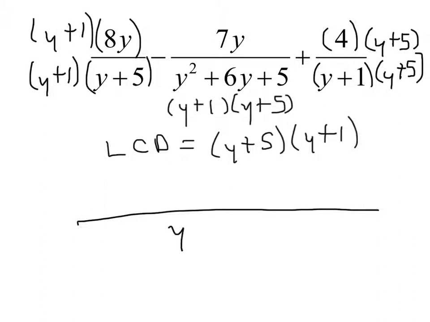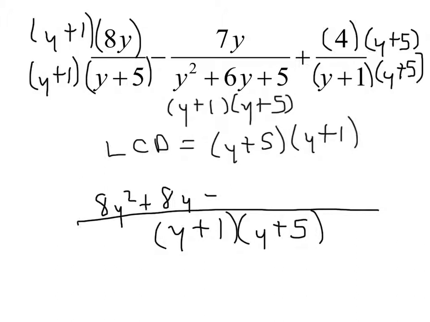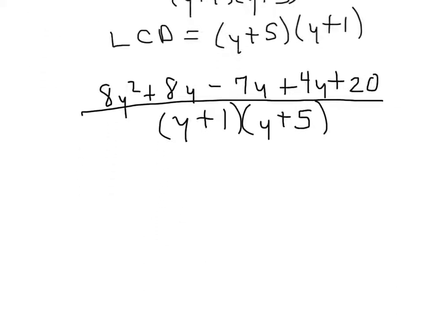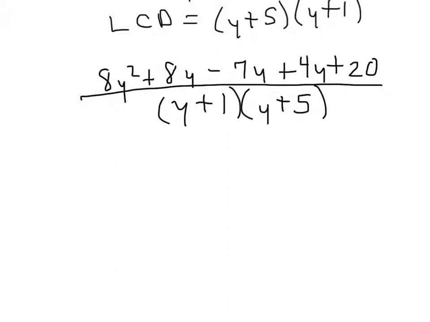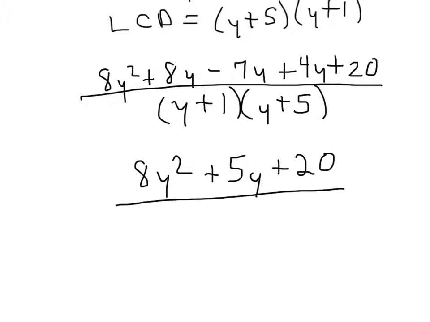So we can just write that common denominator. And we can add and subtract the numerators. So our first numerator is y plus 1 times 8y. We need to multiply that out using distributive property. 8y squared plus 8y minus 7y plus 4y plus 20. Combine our like terms in the numerator. 8y squared. 8y minus 7y is 1y plus 4y is 5y plus 20. Over y plus 1, y plus 5.